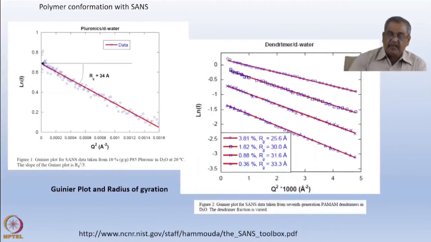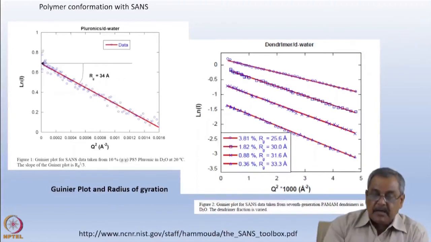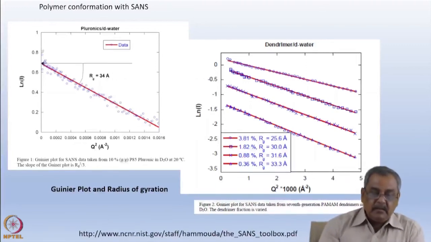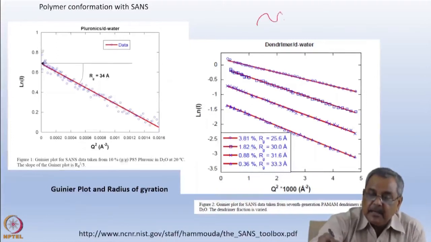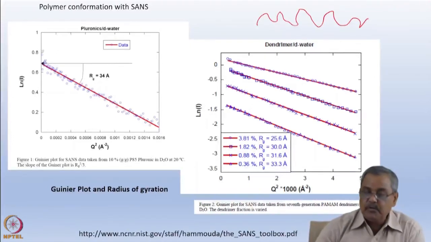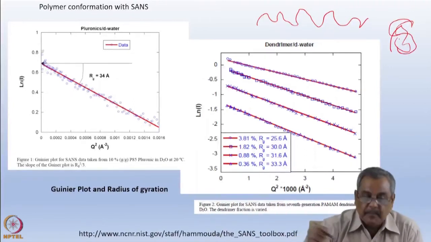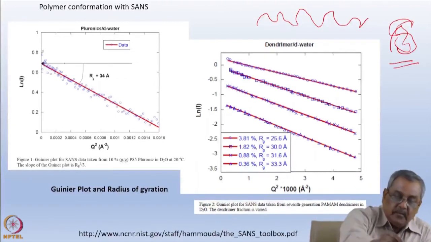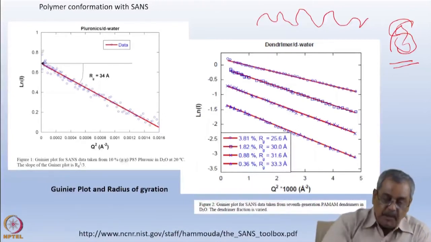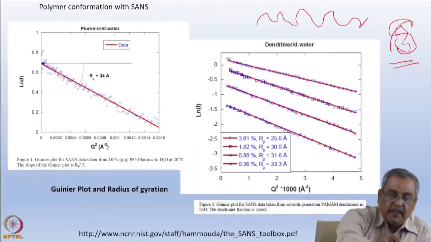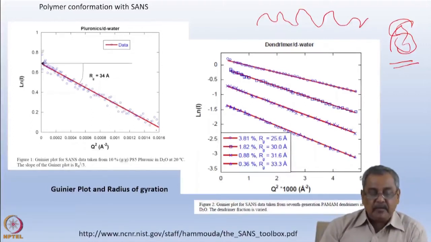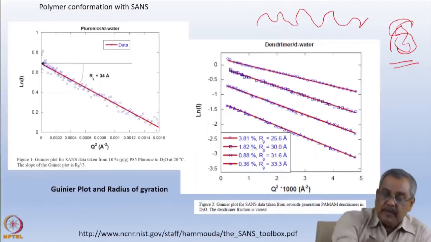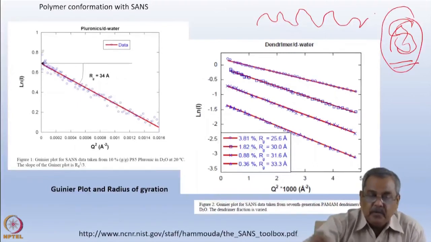Actually, these are earlier examples. This work on various polymers was undertaken at NIST in USA. So you can see that the polymers are basically linear chains, and in solutions they tend to fold up, and the radius of gyration from the Guinier region can be found out. So this is a Pluronics polymer, and in deuterated water this gives an Rg of 34 angstrom. That means this folds up with a structure which has a radius of gyration of 34 angstrom.